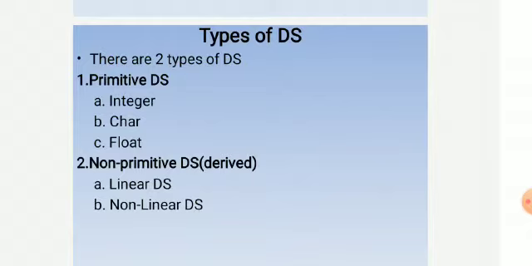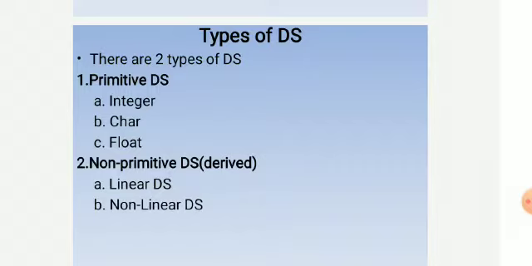Primitive data structure. Now you already know integer, character and float, which are the built-in data types which we already used in C programming. So those same data types, integer, character and float, can be considered as primitive data structure types. And the second one is non-primitive data structure, which means derived data structure.